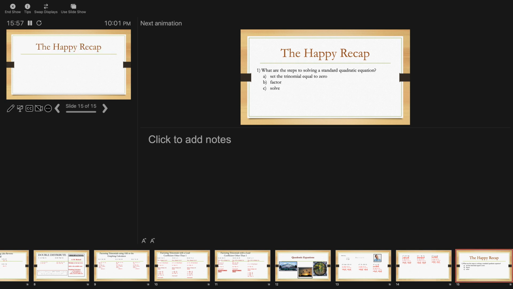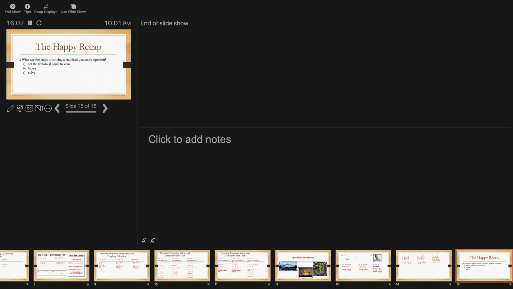So, the happy recap. What we covered today. Quadratic equations. What are the steps to solving a standard quadratic equation? First step, set that trinomial equal to 0. That means get everything on one side, standard polynomial order. Factor it, solve. Now, there are other ways, and we'll get into those on our next lesson, which will be the more involved cases. Today is the fundamental simple cases.